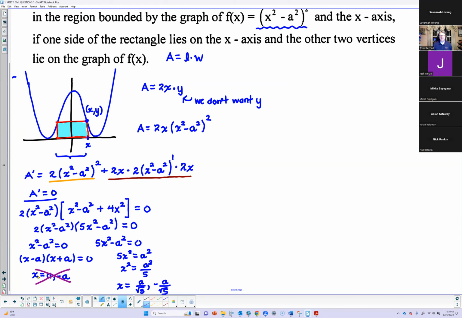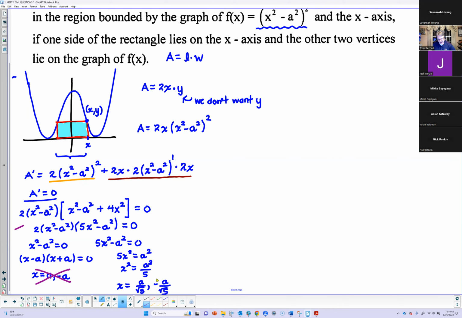Why can't x be a? What problem does that cause? If x were a, doesn't it cause this whole thing to become 0? And then our area is 0? And clearly we have an area. We see it. And so that's what, again, makes the problem a little extra difficult, having to recognize that domain.